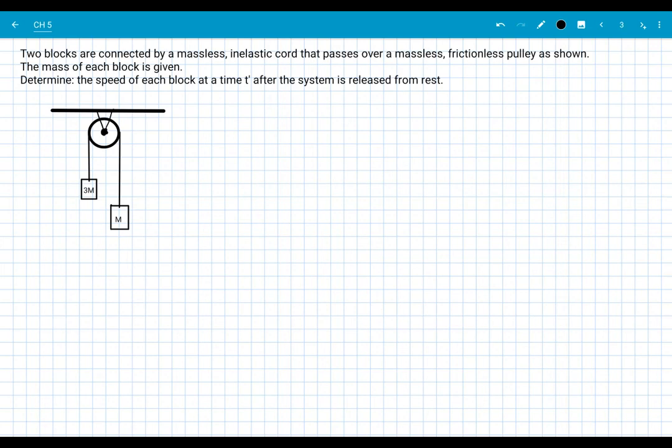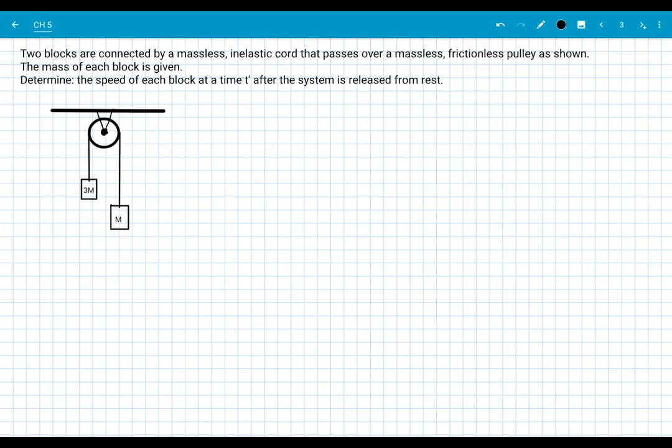Okay, let's look at this problem of two blocks hanging from a pulley. Notice that the cord in this case is massless and the pulley is massless and frictionless. So we just aren't ready yet to bring on some of the other complexities. So right now we are looking at this as simply as possible. The mass of each block is given, 3m and m, and what we're asked to determine is the speed, notice speed, of each block at some time t prime after the system's released from rest.